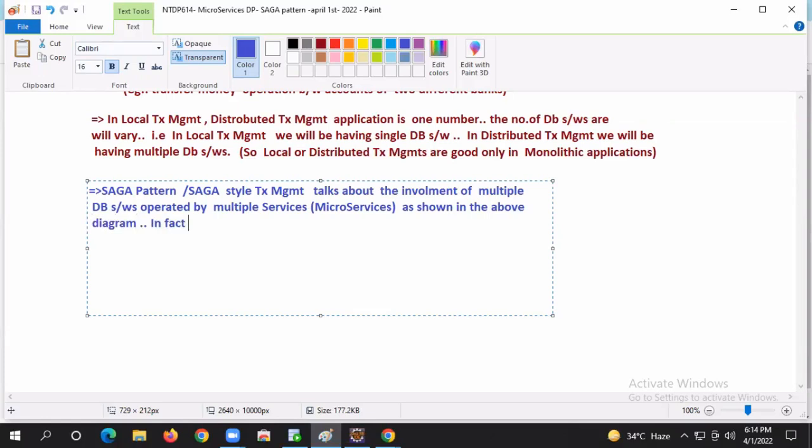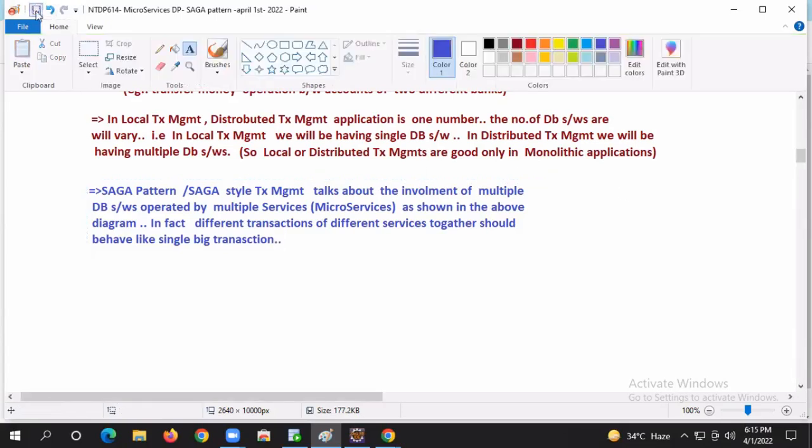In fact, the different transactions of different services together should behave like a single big transaction, guys. Single big transaction.